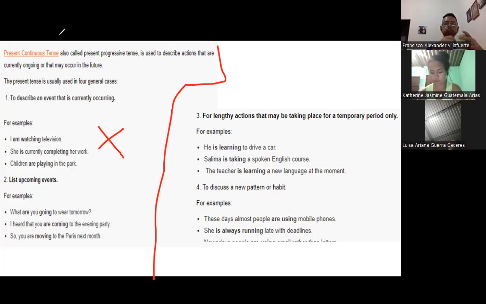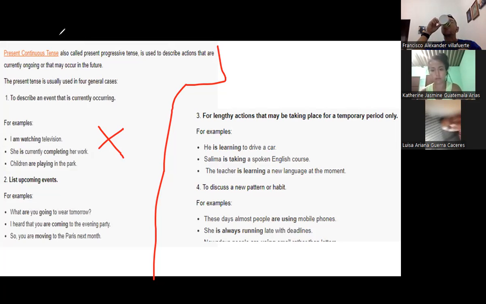Si yo les pregunto, ¿qué están haciendo en este momento? What are you doing? So, you are paying attention, you are listening, you are watching the screen, you are writing, you are reading, you are checking the information, you are taking notes. So you are doing different actions in this precise time. So that's why we use the present progressive.